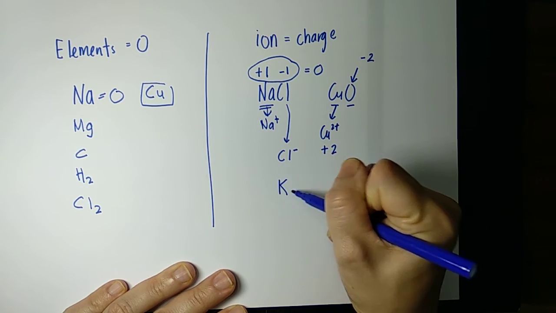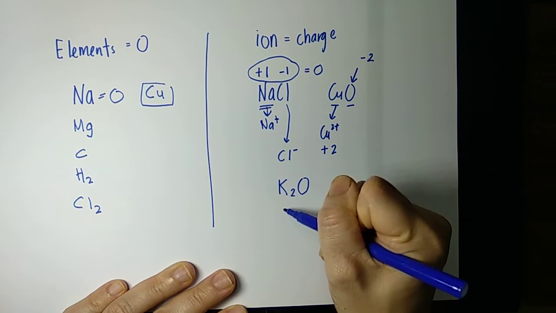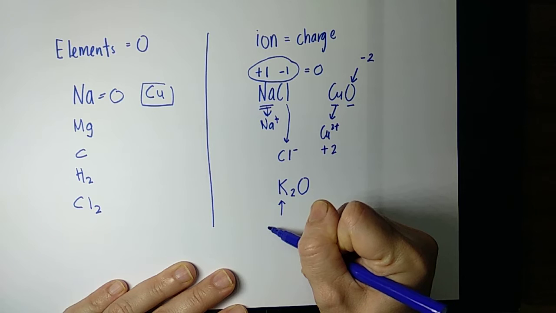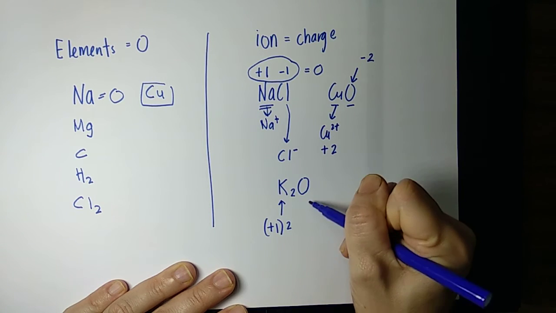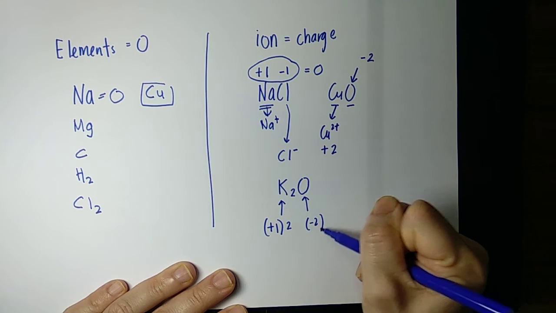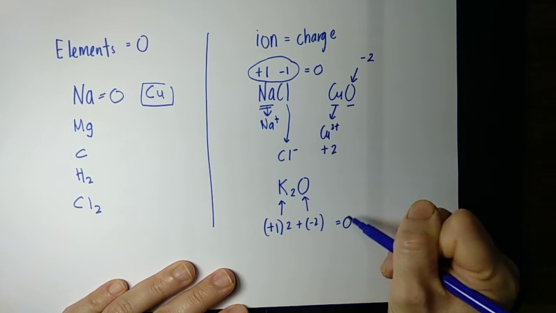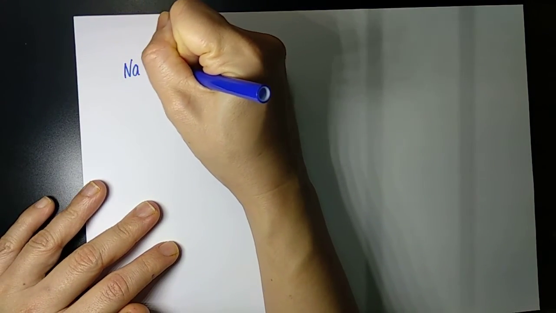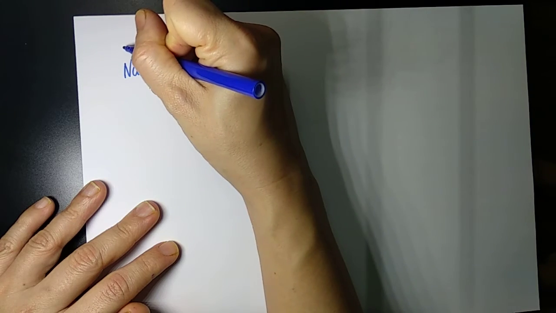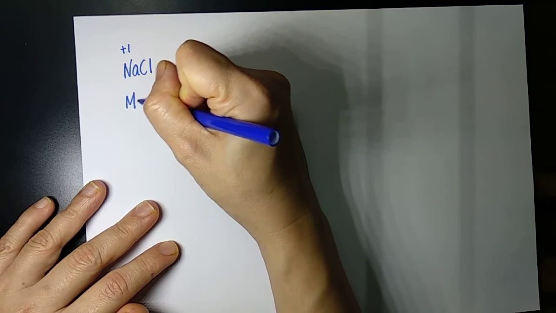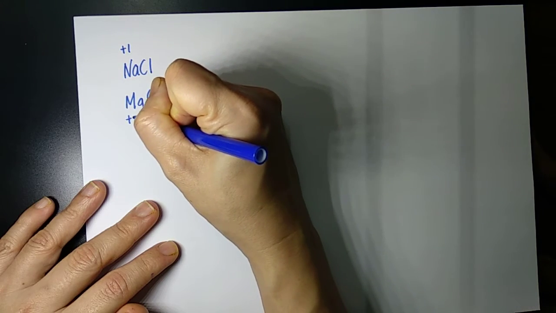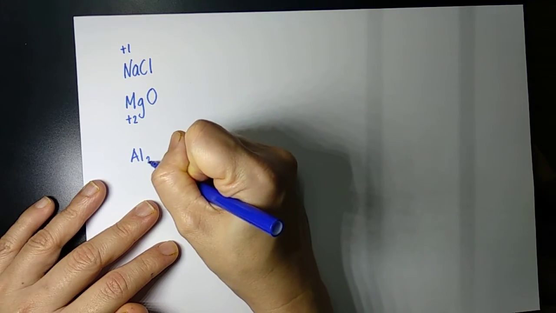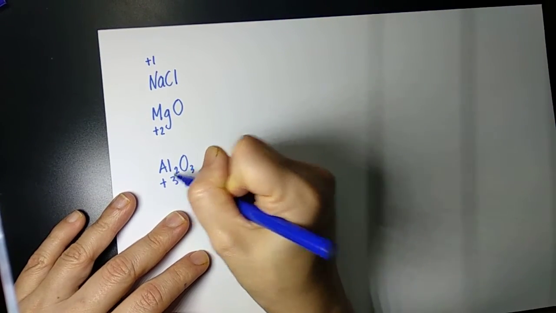But what if it was something like this? K2O. So, potassium is a positive 1 charge. There's 2 of them. Oxide is a negative 2 charge. You add them together, it still becomes 0. Now, the next thing you need to remember is the oxidation state of group 1 elements in a compound is always positive 1. Group 2 elements in a compound is always positive 2. Group 3 elements in a compound is always positive 3.